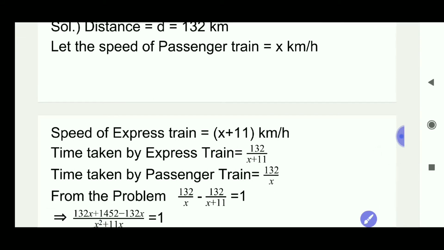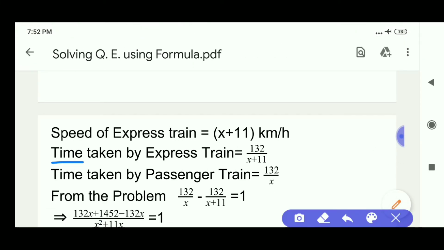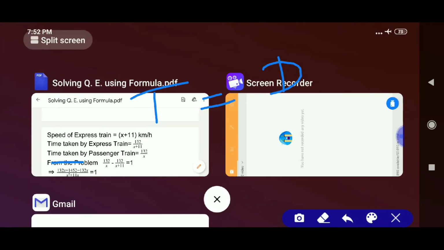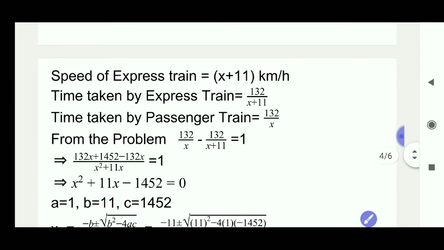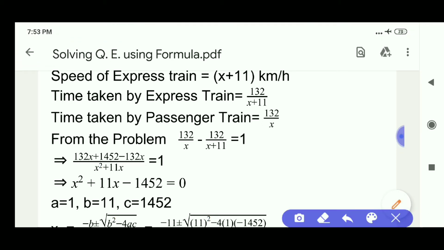And time taken by express train. We know the formula for time. Time is equal to distance by speed. So distance is 132 by speed is x plus 11 hours. And time taken by passenger train, same method, that is 132 by x. From the problem, we know that the time difference is 1 hour. So we already know passenger train takes more time. So subtraction should be like this: 132 by x minus 132 by x plus 11 is 1.